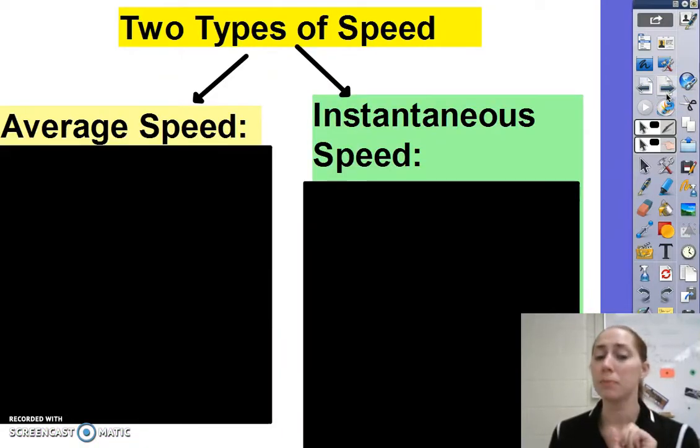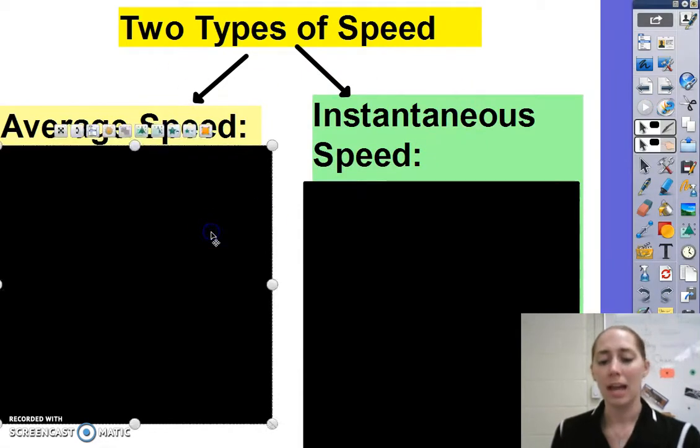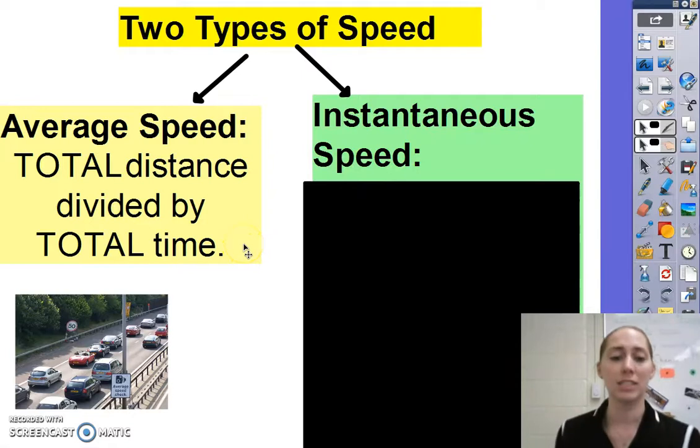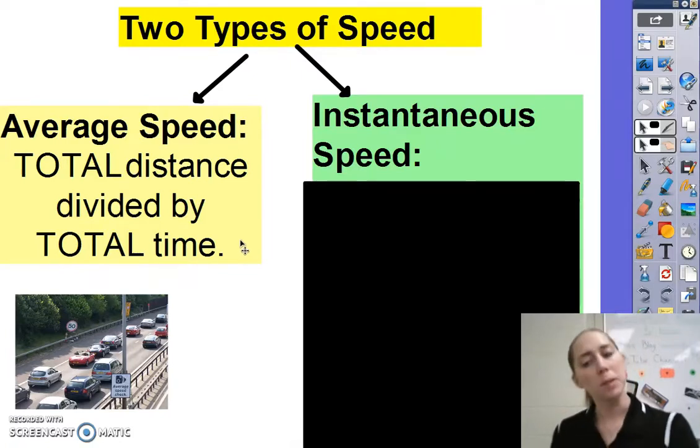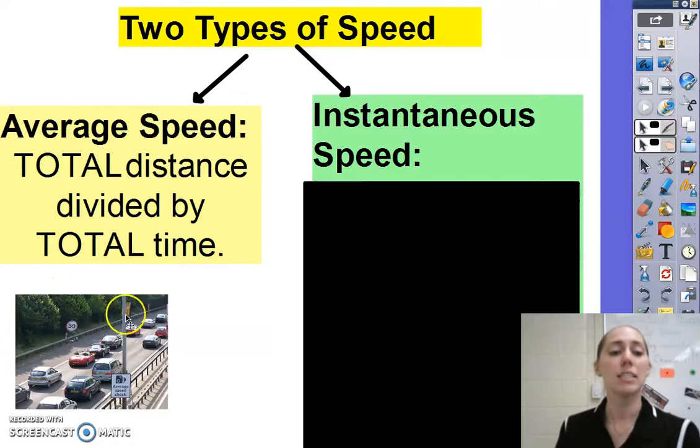Now there are two types of speed. We've got average speed and instantaneous speed. Average speed is the total distance divided by the total amount of time. So when you're in traffic, maybe you're moving quickly sometimes, maybe you're moving slower others, but overall the total distance you traveled divided by the total amount of time it took is your average speed. This is what we'll be using mostly in class.